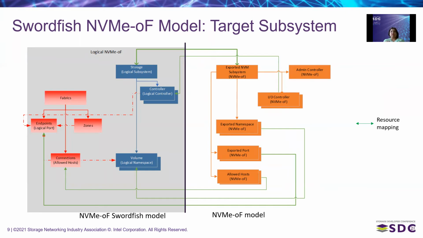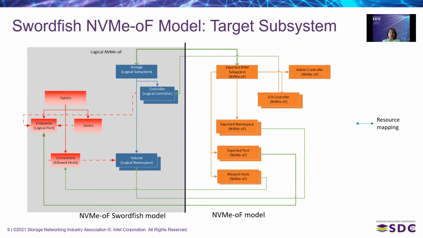It shows the volumes in the Swordfish are mapped to the namespaces in the over the fabric model. And we can see the endpoints are used to represent the fabric transport, which is an exported port there. The connections on the Swordfish side are used to define the host access control on the over the fabric side. We use the term exported here just to represent that these are NVMe over Fabric subsystem resources, and that is not a standard term.